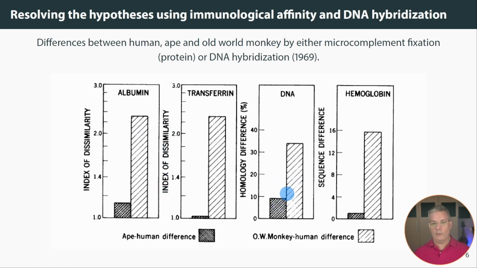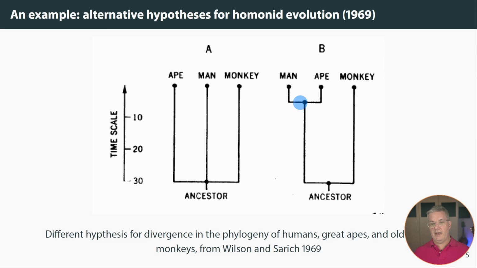The same is true when they do DNA hybridization between the DNAs of these different species. And the same is true when they look at the sequence differences among the globins. Remember, this is prior to the invention of DNA sequencing, so they were looking at protein sequences. And the globins were among the sequences that were most highly sequenced. So all show consistently that the humans and the great apes are more similar to each other than humans and old world monkeys, which then favors this model on the right, over the model on the left, or an alternative model.